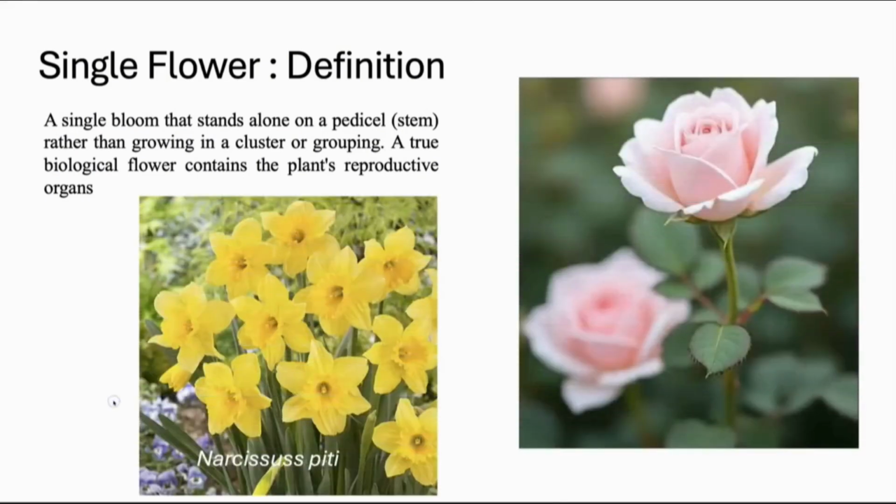So, this picture is an example of a single flower. Rosa grandiflora and Narcissus pitti. This is the pedicel which holds the single flower. Here also you can see the pedicel which holds the single flower, and the flower contains the reproductive organ of a plant.